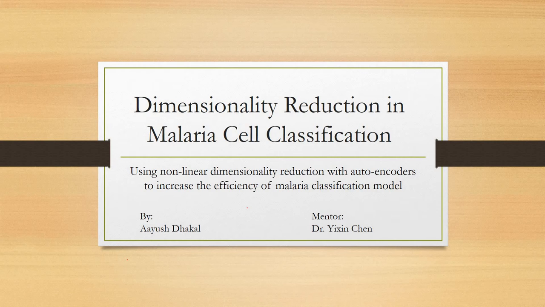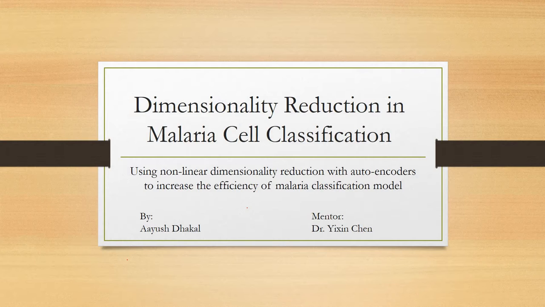I am currently a senior in the computer science program. My mentor for this project is Dr. Chen, who is a professor at the Department of Computer Science. My research topic is dimensionality reduction in malaria cell classification. It is about using nonlinear dimensionality reduction with autoencoders to increase the efficiency of malaria classification model.